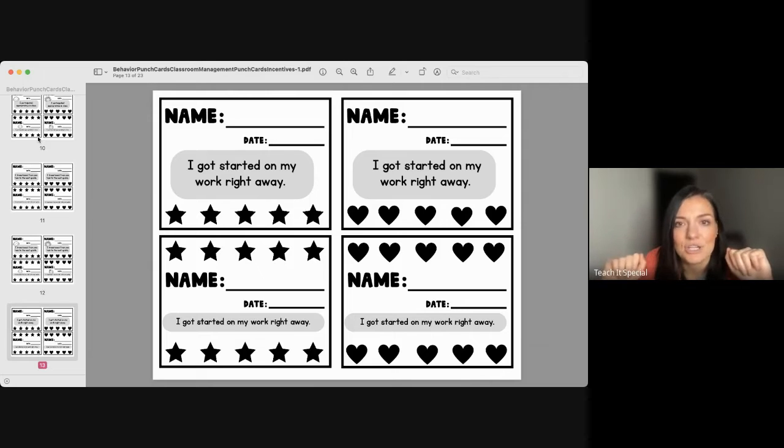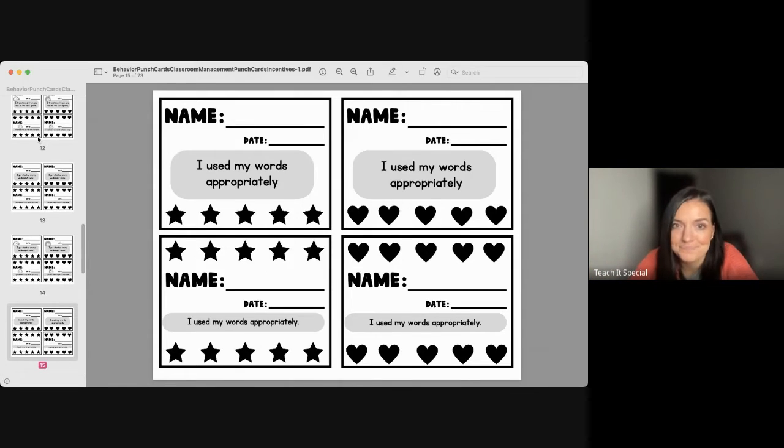Let's say that student, when you say, okay, if you could start on your work right away, that means if you write your name on your paper and you get number 1 done and I walk by and I didn't have to tell you, you're going to get a punch. That will help you in the long run because the student is learning how to get themselves on track enough to get started. Generally, if kids get started, they can push through and keep working on it.